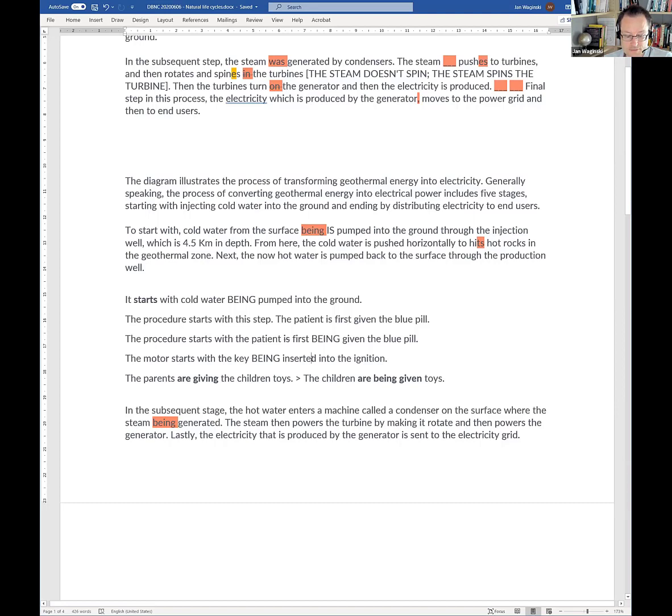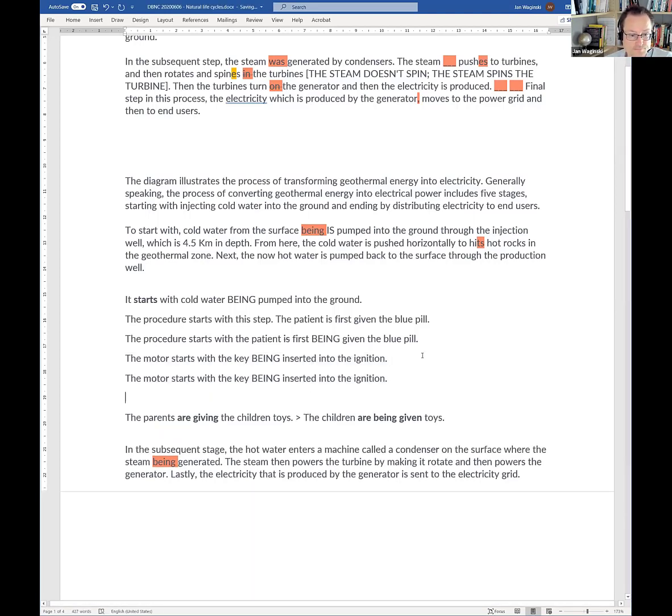Just to give you an idea. This is present simple, right? Yeah. If I change this to the procedure started and I change it to past tense, this doesn't change at all. The motor will start with the key being inserted into the ignition. Again, you're only conjugating the main verb and you don't touch these. So in a sense, this is what makes this grammar pretty simple, because there's no time information in it. So you can use it with any time.